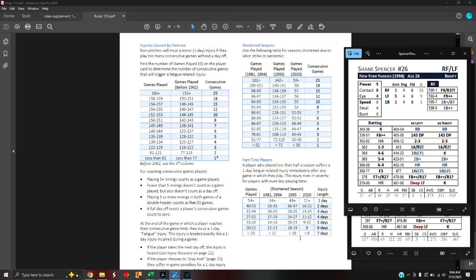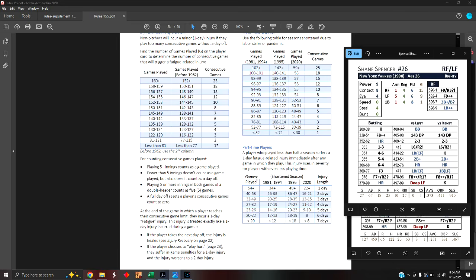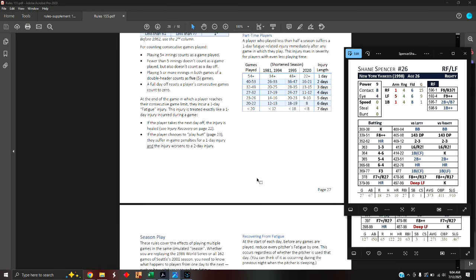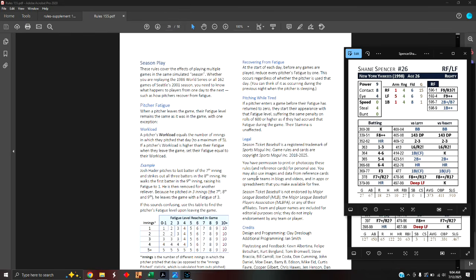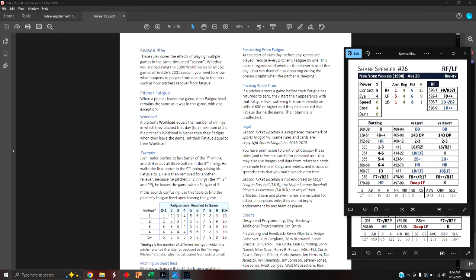And that's for these part-time players, to make sure you're not overusing them. Again, I think it's a really good system. Let's talk about other season play stuff.